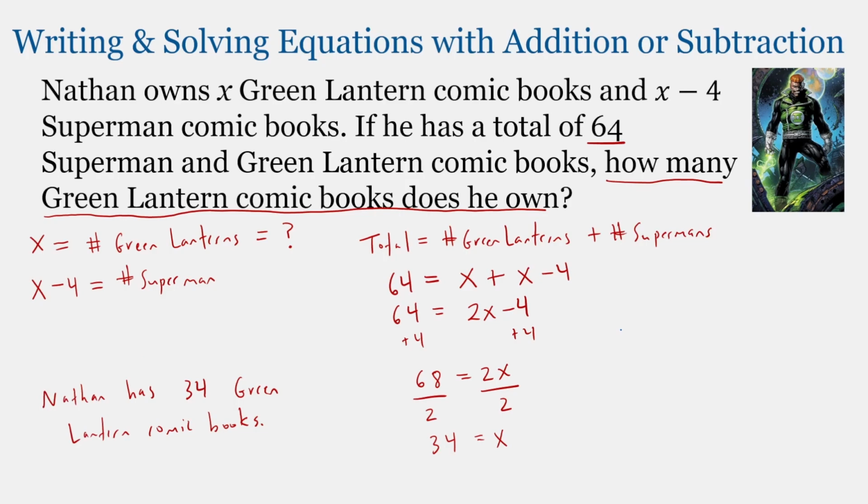So let's check our answer. Now if he has 34 Green Lantern comic books, that means our X value is 34. And our Superman value is going to be 30. So he has 34 Green Lanterns plus 30 Supermans. That gives us a total of 64 comic books, which was the value that was given to us.